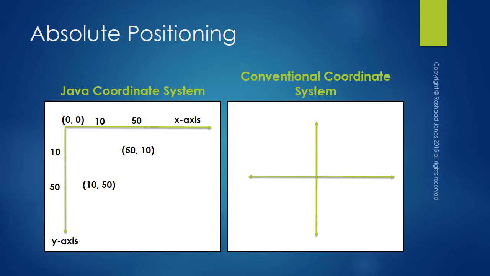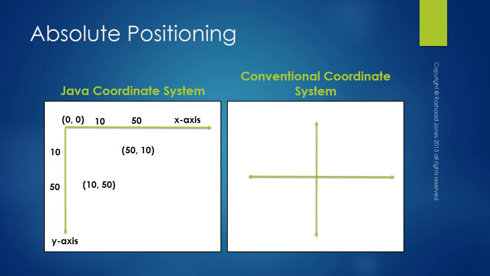So the same thing works here in absolute positioning, where I can tell a pane or node to display itself specific to the location in the window area, okay? And we use this Java coordinate system you see on the left, where if this is my window, 0, 0 will be in the upper left-hand corner, and as you go horizontally, you increase in X. So this is your X-axis. And then as you go down, you increase in Y-axis.